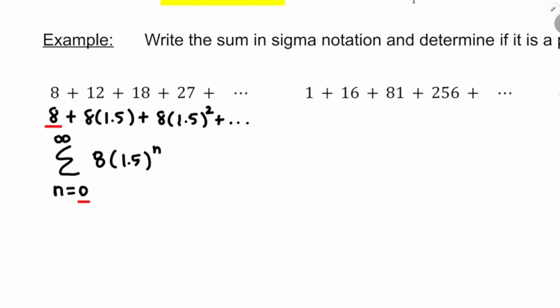Next, 1, 16, 81, 256, and so on. That's going to be 1 to the 4th, 2 to the 4th, 3 to the 4th, 4 to the 4th. These are the fourth powers. So I guess it's kind of a p-series. All right, so that's where we're going to start, where n equals 1 and goes up to infinity of n to the 4th.